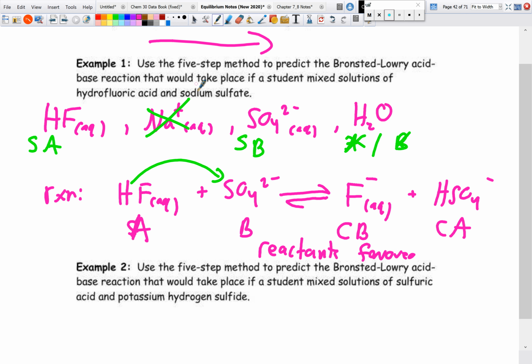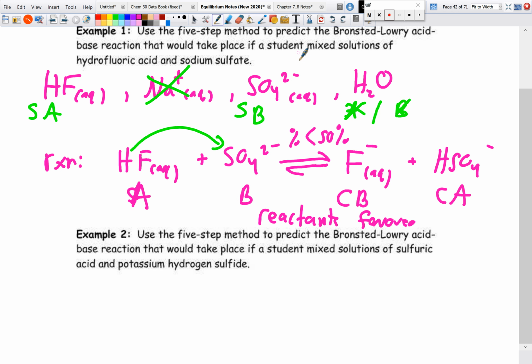So what we would get is a percent less than 50% above the arrow if we wanted to use our percentage stuff. And that is it. So that is the 5-step method for predicting our reactions. Now our next one, I want you to try this one on your own.